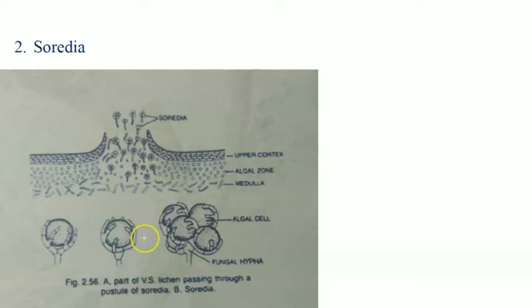When we take a section of thallus, we can observe such a structure: algal cells, and these are hyphae. Hypha means thread-like structure which is produced by fungal partners. These fungal partners hold these algal cells, and due to that, there is formation of soredia.